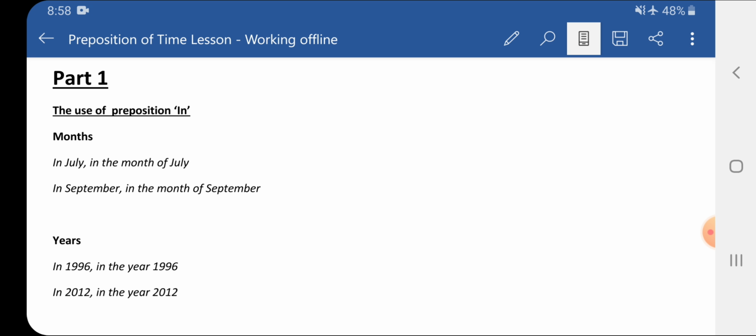Let's begin. In this one we're going to see the use of in, on and at under part 1. And this is very easy. At the same time it's tough if you don't pay attention to it. The use of preposition in is what we're going to discuss now.